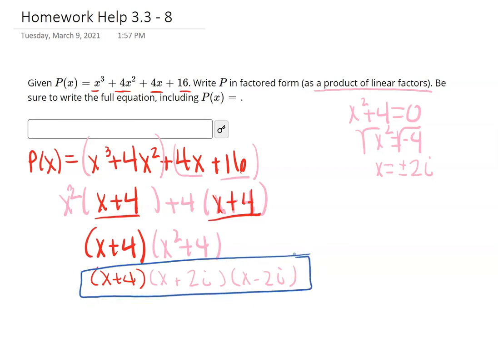And then this would be my fully factored polynomial. It says to write it as a product of linear factors, so I would not be entering 2i, -2i, and -4. I would be entering these factors here. It already has p of x equal to 0.